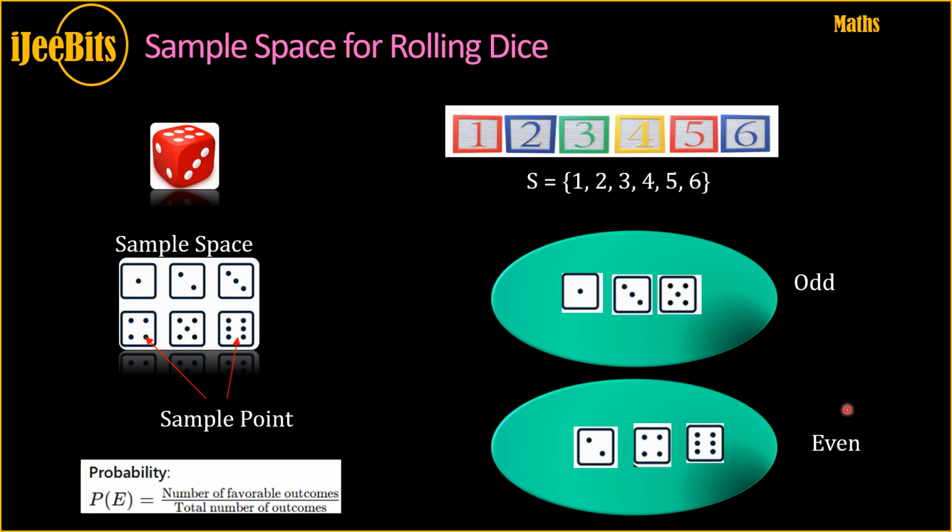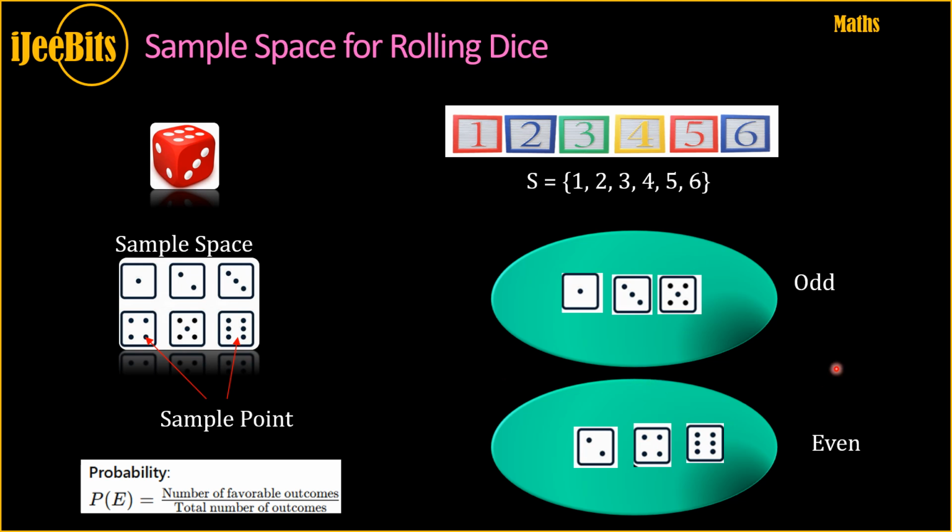Similarly, if you look at even, 2, 4, 6 are the even numbers. Out of 6 possible outcomes, there are 3 even numbers. The occurrence of even is 3 favorable outcomes, and hence our sample points for getting even is this much. Our sample points for getting odd is this much. So the total sample space is this much.